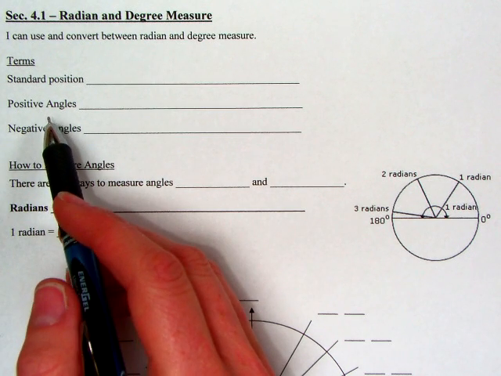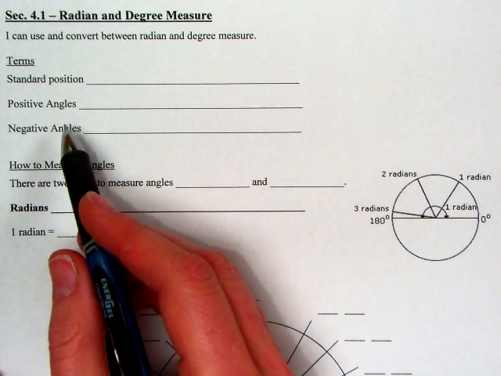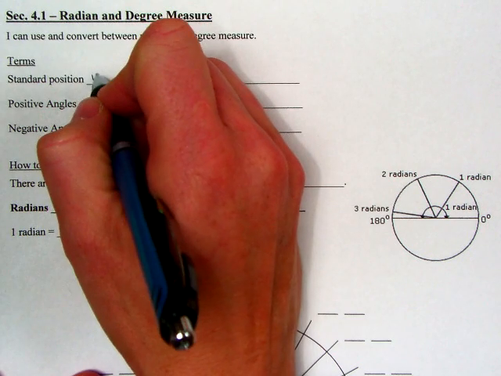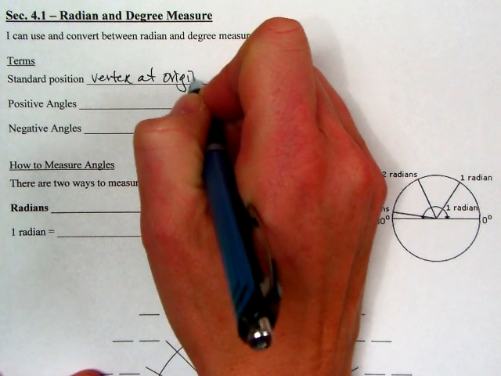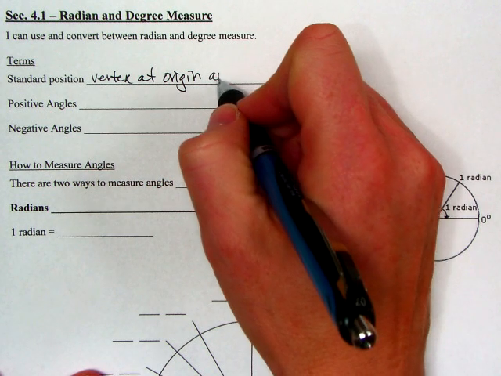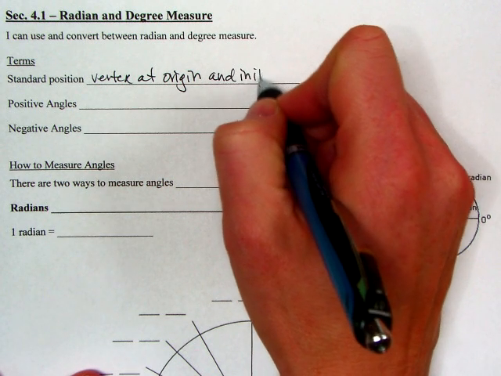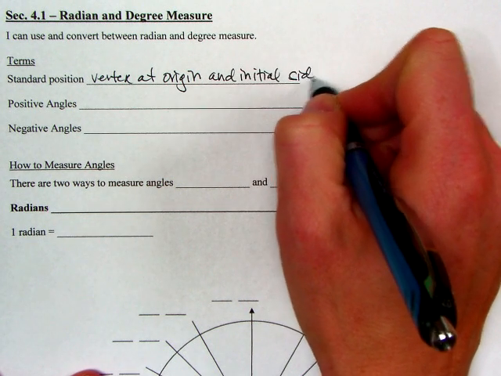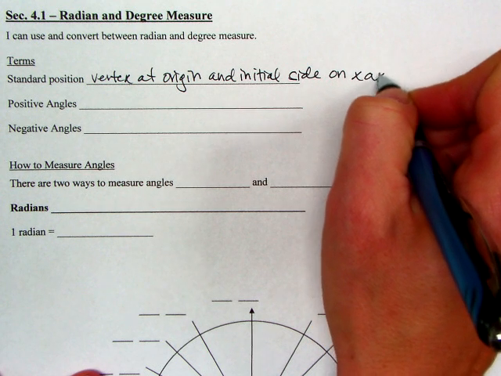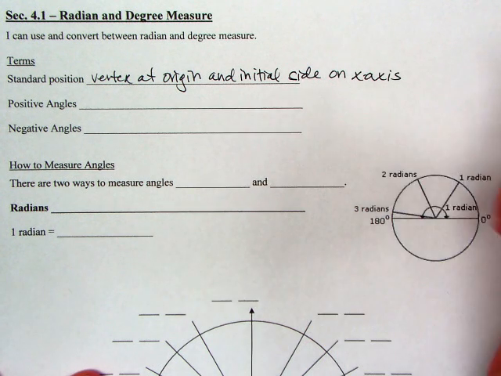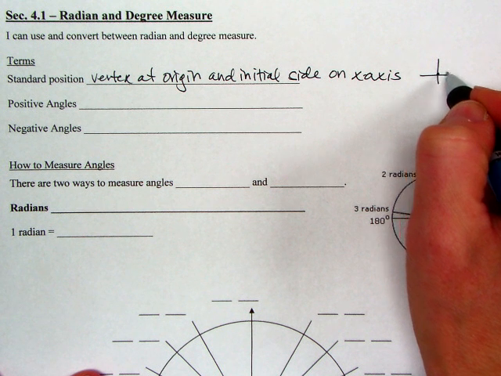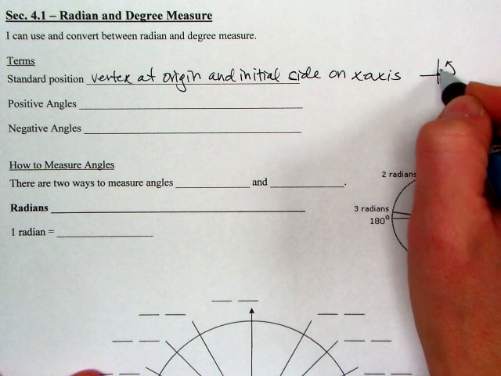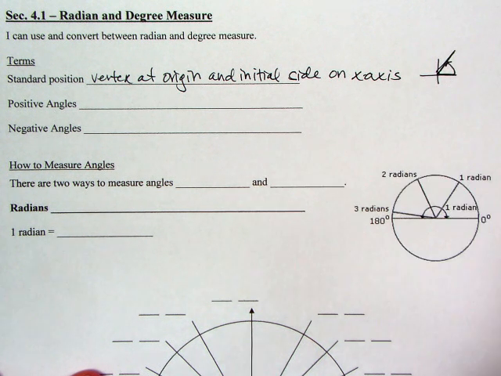One is standard position, and this just means that the vertex is at the origin, and the initial side, the angle, starts on the x-axis. And that is literally every, well, I shouldn't say every, but most of the angles you've ever seen. So they all have their vertex right here, and they start here and open that way. So this would be an angle in standard position.